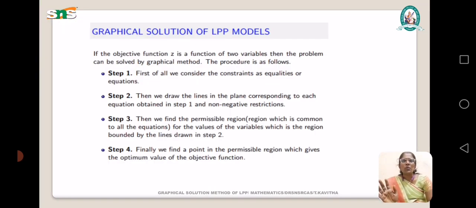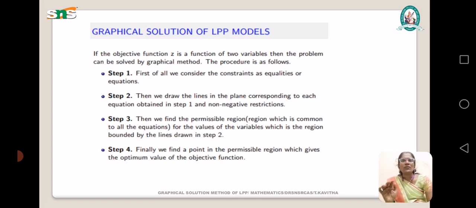Graphical solution of LP models. If the objective function Z is a function of two variables, then the problem can be solved by the graphical method. For more than two variables, we can use other methods like the simplex method. Okay, the procedure is as follows.